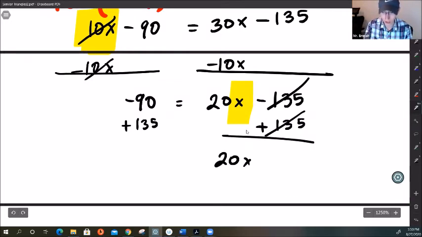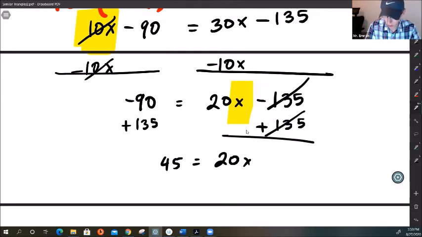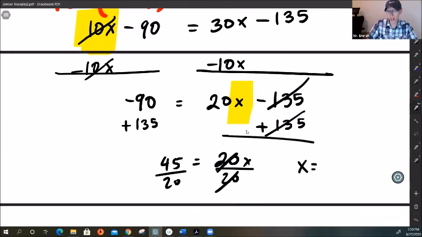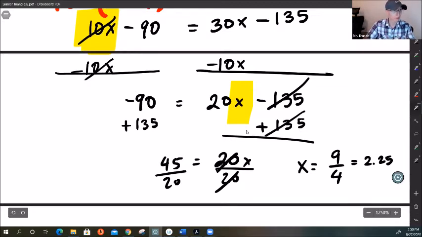I just have 20x. It's going to be equal to 135 minus 90, which is going to give me 45. And divide both sides by 20. So that will give you the answer. Canceling this out, x is going to be 45 over 20, which is 9 over 4. You can leave your answer this way, or you can actually just write the decimal equivalent. Both of them are correct. Patrick, good job. Yep.